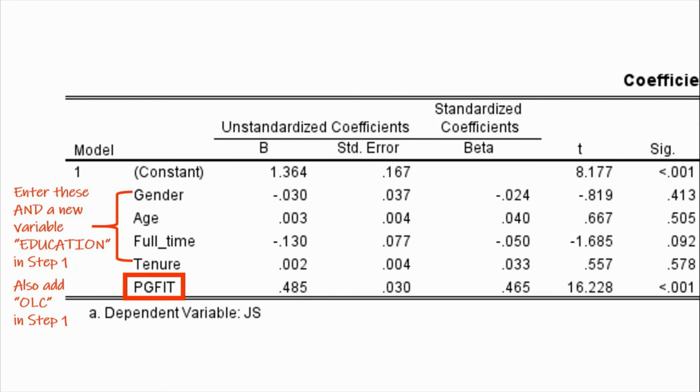So for you to silence the critics who say PG-fit's impact is largely due to education and organizational learning culture, well, to see the unique and true impact of PG-fit on job satisfaction, we just need to remove the possible effect of education and organizational learning culture. So all we need to do is control for those additional two variables, then see if PG-fit still has significant impact. So we enter PG-fit in step 2. Okay, so let's do that.